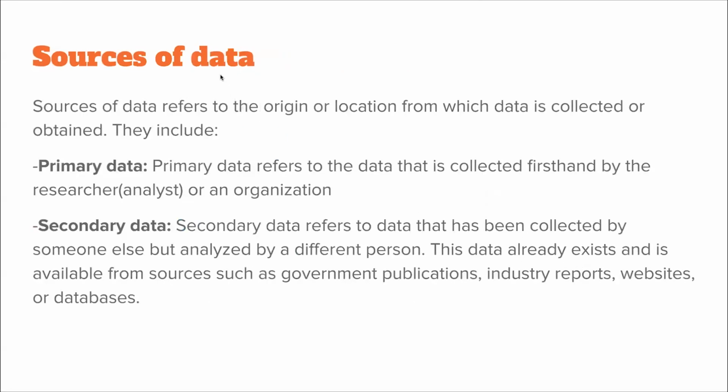Another subgroup for you to know is sources of data. Sources of data refer to the origin or location from which data is collected or obtained. They include primary data and secondary data. Primary data refers to data that you collected firsthand, by the researcher or by an organization. Secondary data refers to data that has been collected by someone else but analyzed by a different person. This data already exists and is available from sources such as government publications, industry reports, websites, or databases.